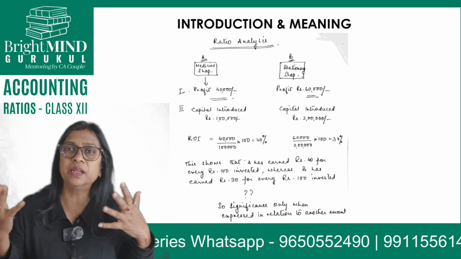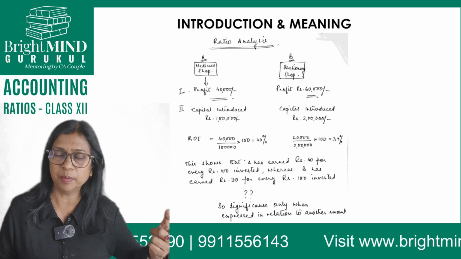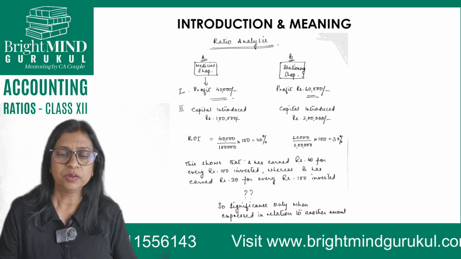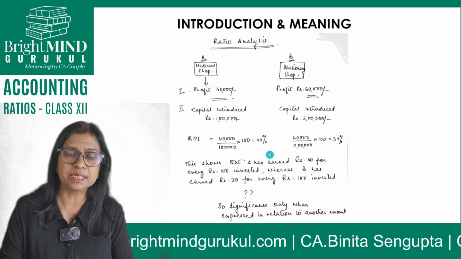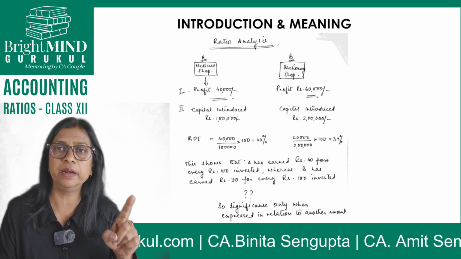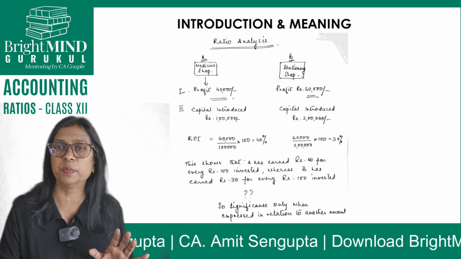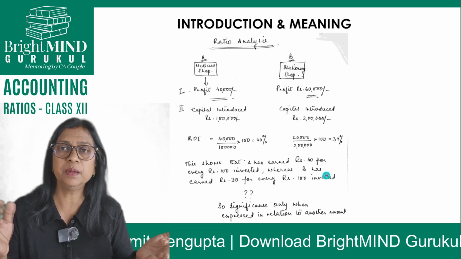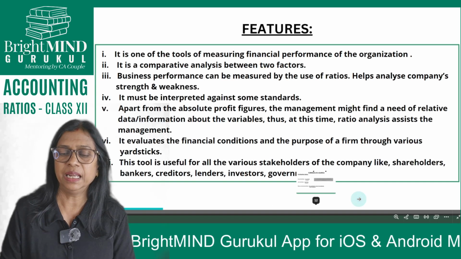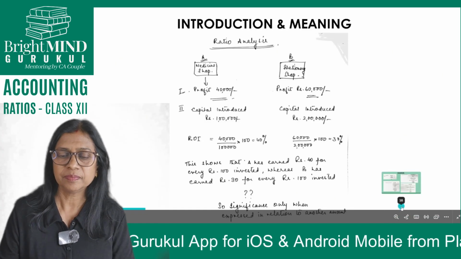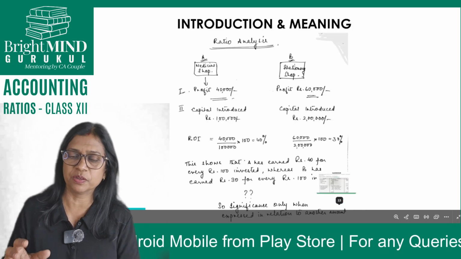So the scenario changes automatically. Now the medicine shop is earning comparatively more than the stationery one. This ratio helps to understand that A has earned rupees 40 for 100 rupees invested, whereas B has earned 30 rupees for 100 rupees invested. So who is in a better position now? The significance comes only when a figure is expressed in relation to an asset, which can give you the actual picture of the performance of the business.